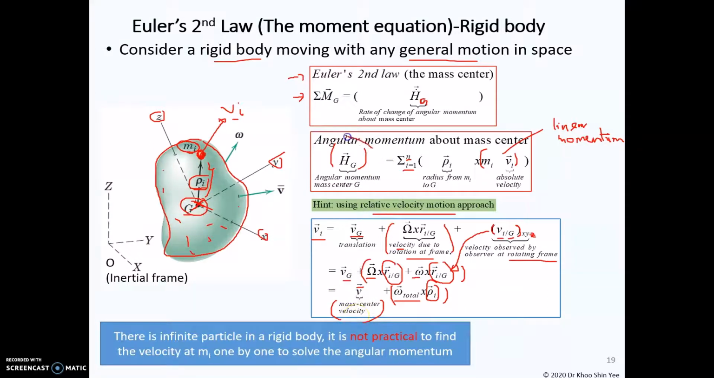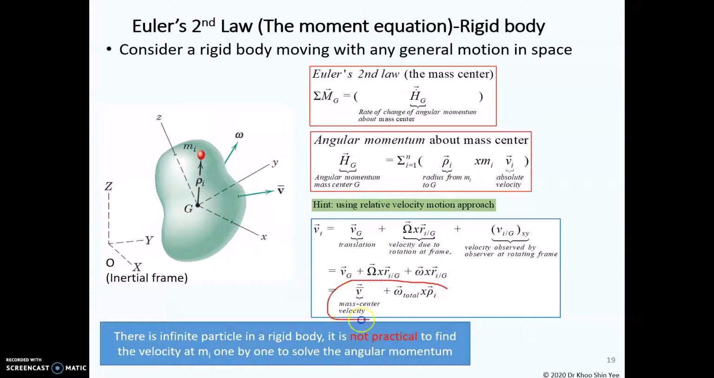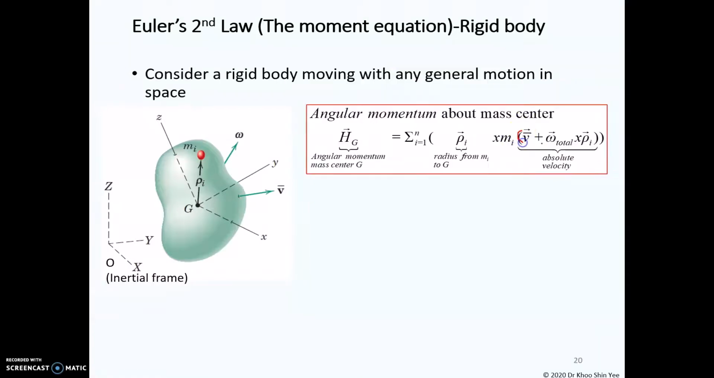You can see that to compute the angular momentum at the mass center, you need to compute the velocity at an infinite number of points i. So it is not practical to find the velocity at each mass point i one by one to solve the angular momentum. So we need to further simplify this equation. Let's substitute the V_i inside this equation. After you substitute V_i inside, you should obtain this equation.